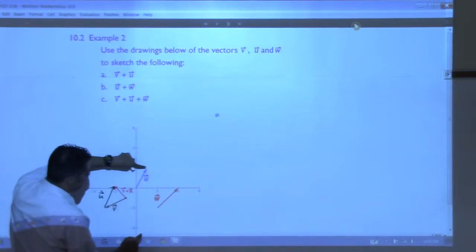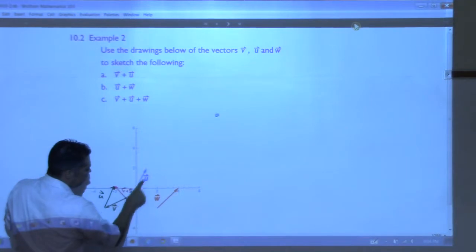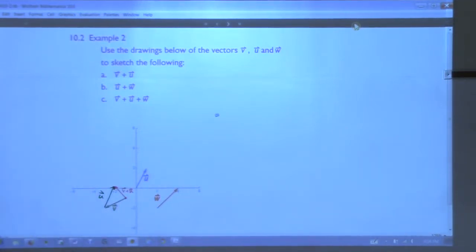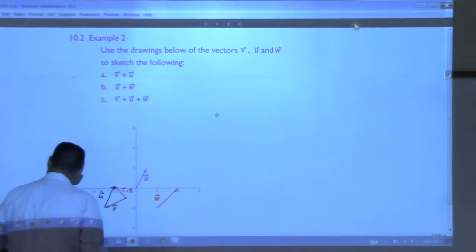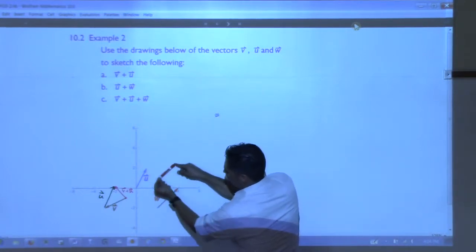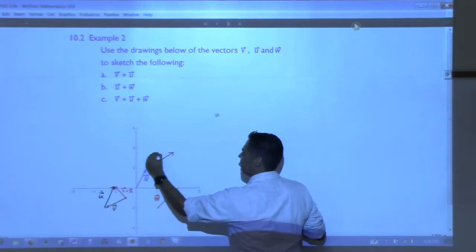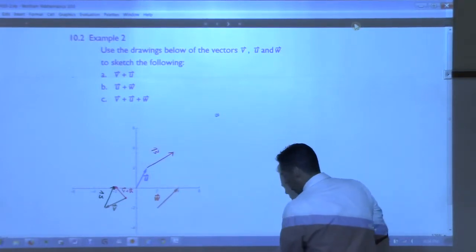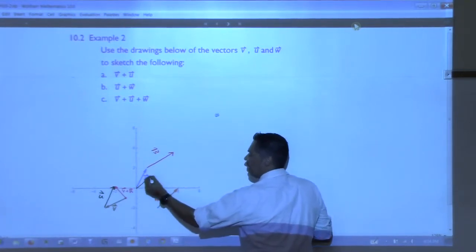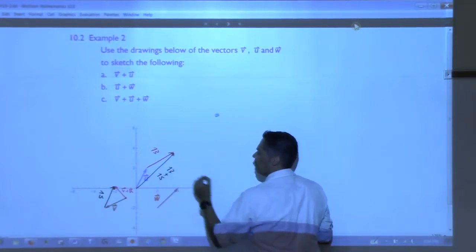How about u plus w? Okay, so I'm going to take the tip of u and put it to the tail of w. I can either move this one down and over, or I can move this one up and over. It doesn't matter which way you do it. Just for ease of visualization on your end, I'm going to move this one up and over. Roughly, that's it, w. So u plus w will start here at the tail of u and end up at the tip of w. So that's u plus w.